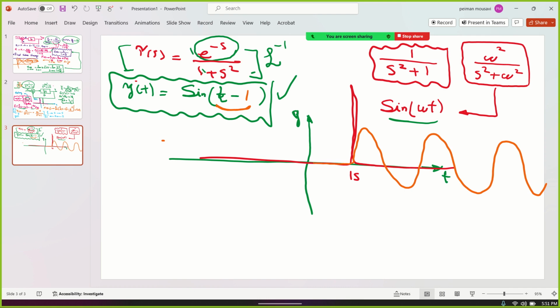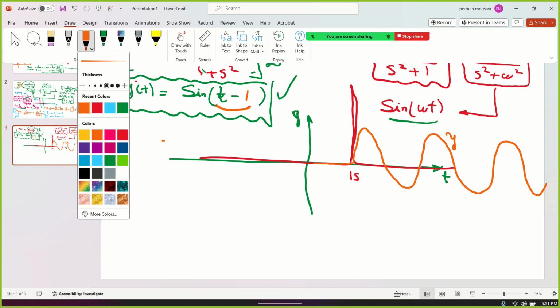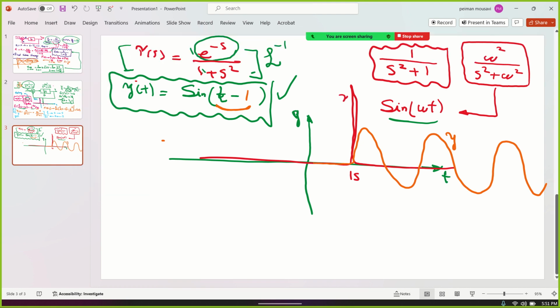So does the output y of t follow the input x of t? You have to use your eyes. This is x of t, this impulse. Does the output follow the input? Yes or no? Just look with your eyes. No. Exactly. So the error signal is not 0, as we expect by our eyes. So error ESS is not 0.